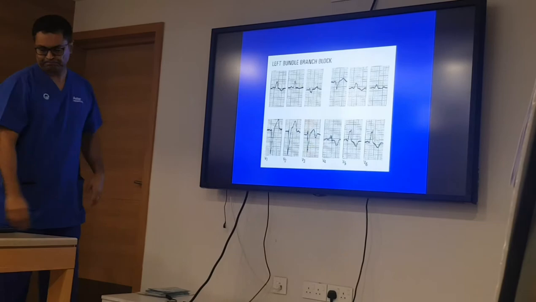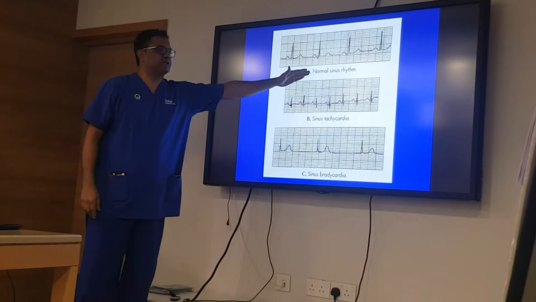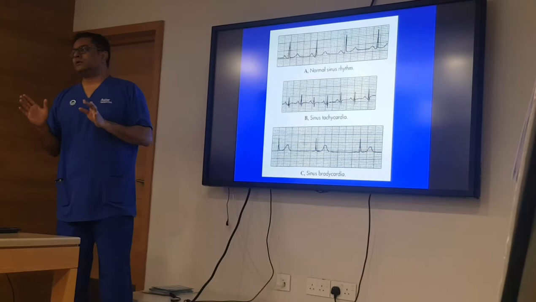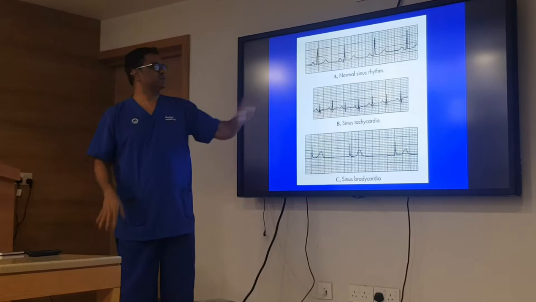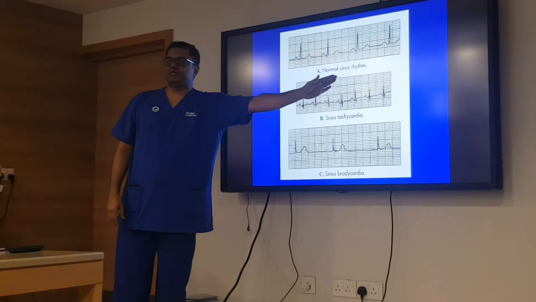Okay? So you know the normal sinus rhythm. When do you say sinus rhythm? Whenever you see a P wave before a QRS, it's sinus rhythm, okay? When it's not there, it's not sinus rhythm. It can be junctional rhythm, nodal rhythm, ventricular rhythm, various things. So if you're doing a normal ECG and you see a P wave, you know it's sinus rhythm. If it's not there, that is a problem. Obviously, a fast heartbeat is tachycardia, a slow one is sinus bradycardia, okay? So you know all that.